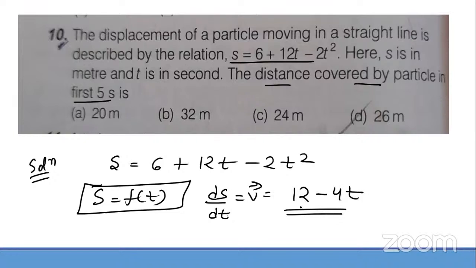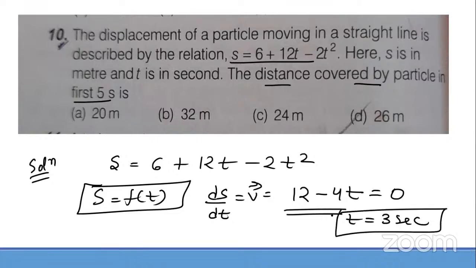Let us see when this goes 0. If this goes 0, it means the particle is changing its direction. So it goes 0 at time equals 3 seconds. So up to 3 seconds, this particle is moving in just one direction, because this is displacement. That will be the distance for the forward motion, when the direction is not changed till that point.